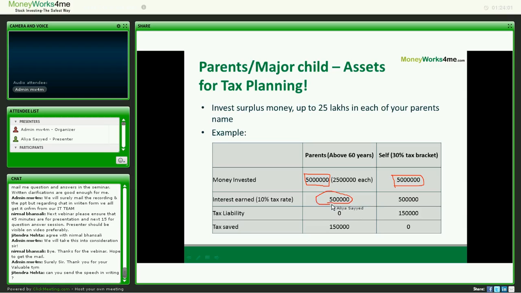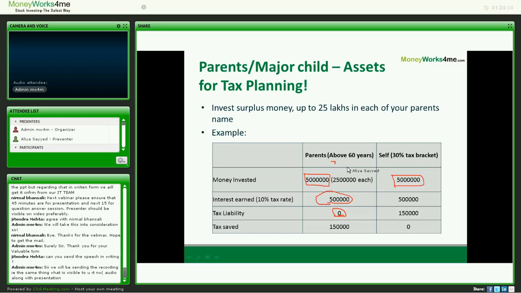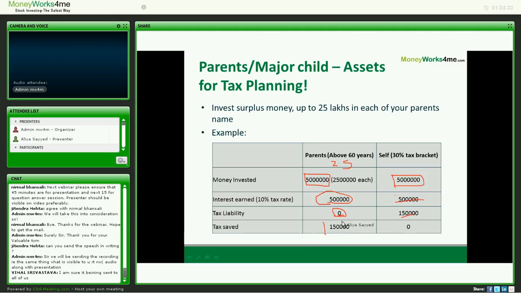So if you earn an income of 5 lakh, for your parents the tax liability will be zero, as they are above 60 years, so they can claim a deduction of up to 2.5 lakhs. So 2.5 lakhs each parent can claim a reduction. So on 5 lakhs, the tax liability will be zero. Whereas for you, if you invested it in your own name and earned an interest of 5 lakh, the tax, if you fall in the 30% bracket, will be 1.5 lakh. So the tax saved is a whopping 1.5 lakh if you invested in your parents' name.